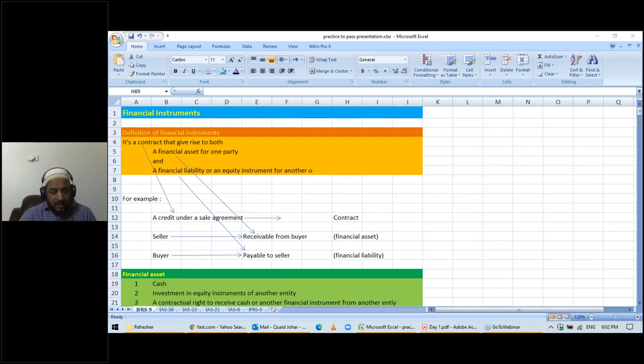First of all, I have divided the syllabus topics into 5 days, and today's topics include financial instruments and intangible assets. It includes effect of changes in foreign exchange rates. It includes earnings per share. It includes IAS 8 accounting policies, changes in accounting estimates and errors. And last but not the least will be non-current assets held for sale and discontinued operations. So these are the 6 topics we are going to cover today.